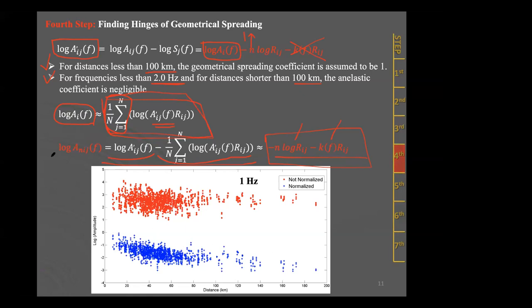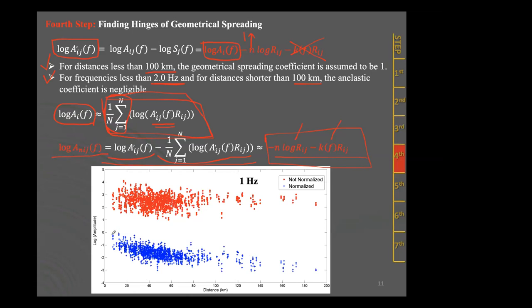So the blue is this one, ANIJ, the source normalized site corrected Fourier amplitude spectrum. And you see that there is a very clear trend of decreasing with distance. So as we expect, the amplitude decreases with distance, right? Are you still with me? Yes.